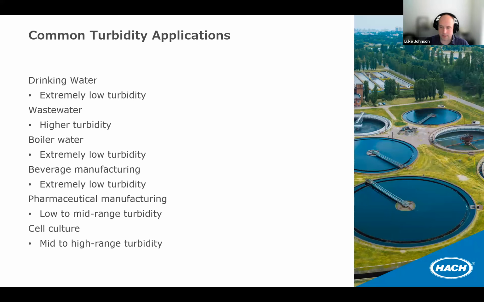Pharmaceutical manufacturing really could be anywhere along the range depending on what you're using it for. And then in cell culture, mid to high range turbidity. So a lot of different applications. This is not a comprehensive list, but there's a good possibility that you're using or could be using turbidity to measure something in your process in any number of industries.